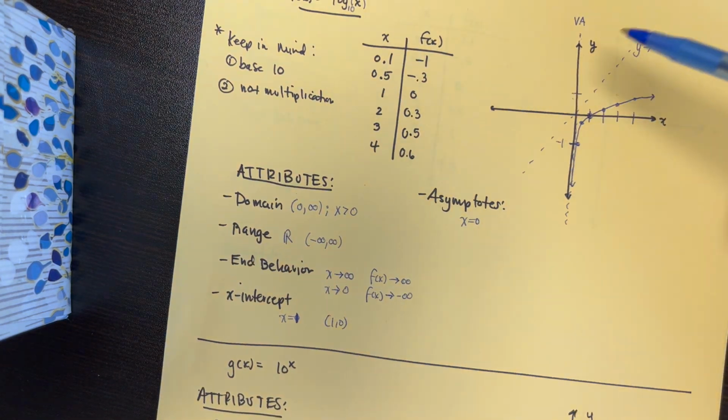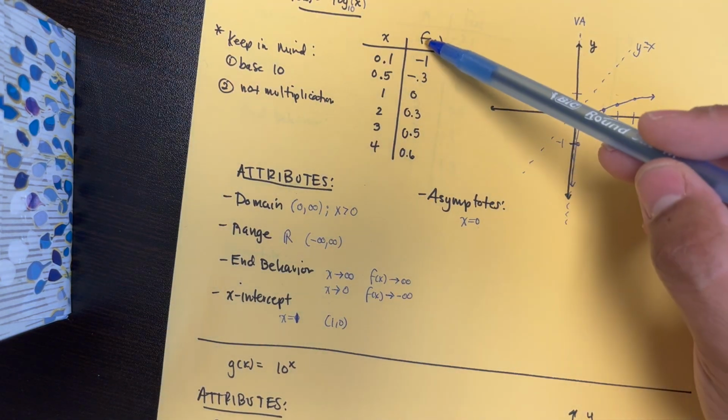Now, on a table, if they're inverses of each other, that means that the x and the y values are flipping.